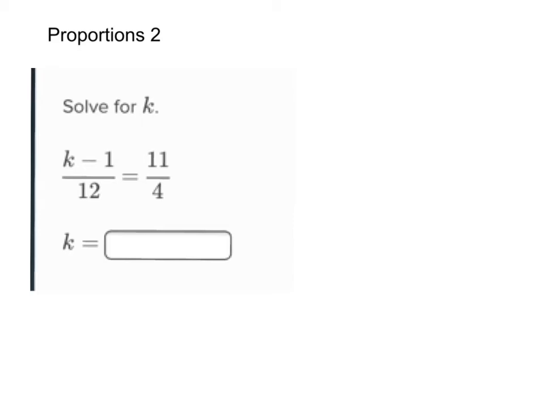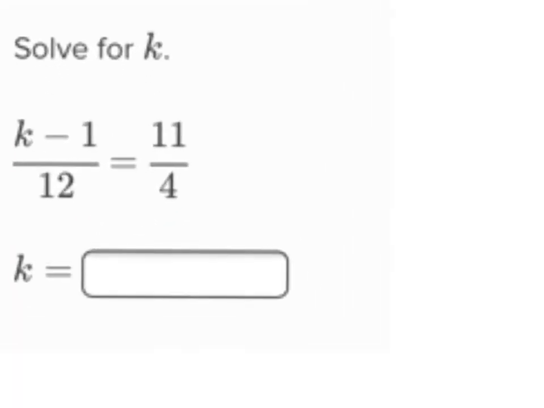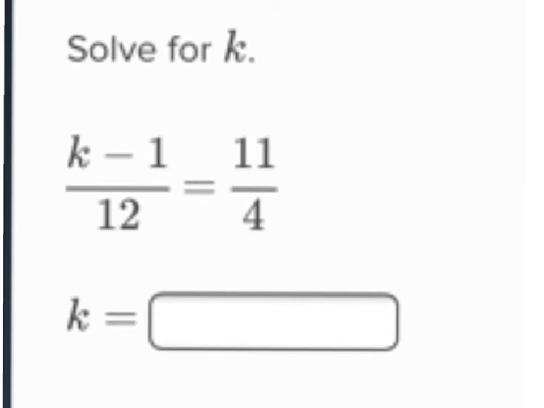Okay, so here we want to solve a little more difficult proportion. Now I know this is a proportion because it is a fraction on the left and a fraction on the right and an equal sign in the middle. So anytime we have a fraction on the left and a fraction on the right and an equal sign in the middle, we what? We cross multiply, which means we need to multiply k minus 1 times 4.